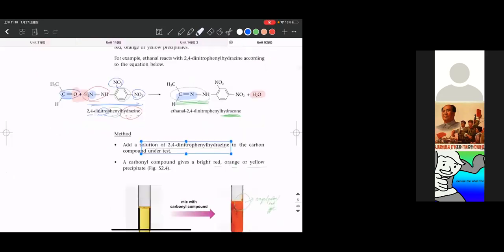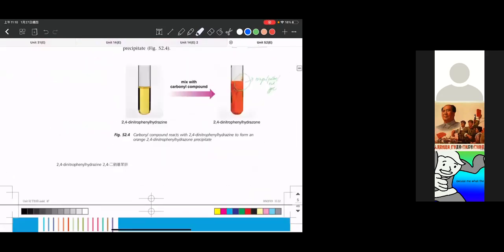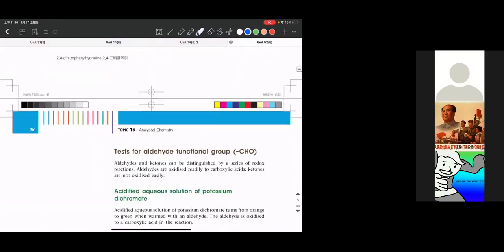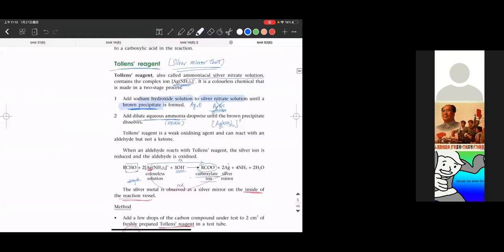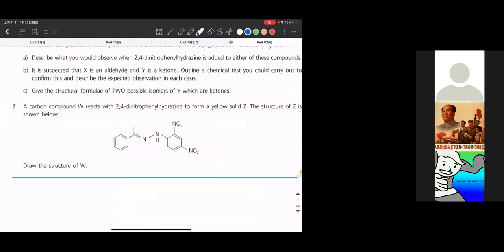Now try one more. Could you please draw me the structure of W? The W reacts with 2,4-dinitrophenylhydrazine to form a yellow solid C. So what is the original chemical? Just like last time, right? Hydrazone. I split that. And then, what's next? You add HH and then the whole thing finishes and you put it at O here.